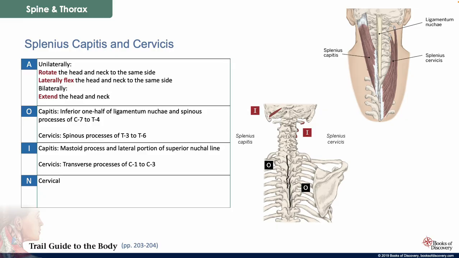Splenius cervicis originates on the spinous processes of T3 through 6. So again, look at this picture. All of them are kind of starting at the thoracic area and then extending up to either the skull or the cervical spine. So for capitis, we're going here and connecting on your skull, right? So this is going to be the mastoid process and the lateral portion of your superior nuchal line, right there.